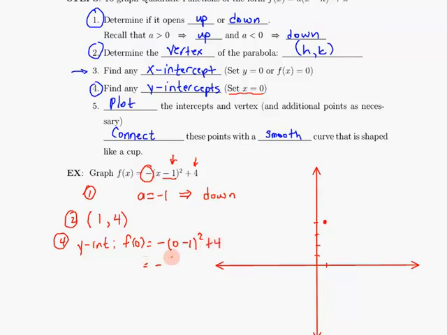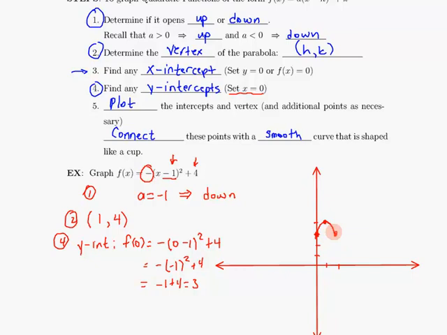Minus 1 squared plus 4 gives me minus a positive 1, so minus 1 plus 4, or 3. Okay, which makes sense. That says it's going to be right there. Now notice, because this thing is symmetric, I also know that there's another point right here. Okay, so I know the curve looks something like this.